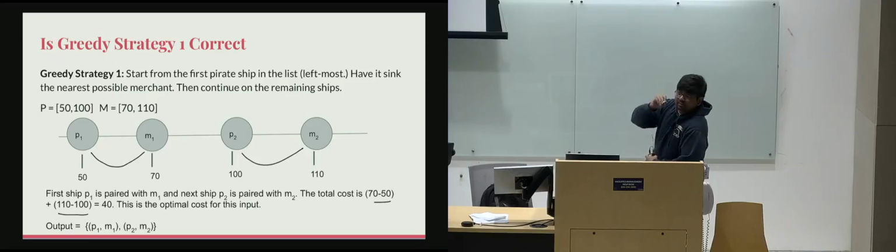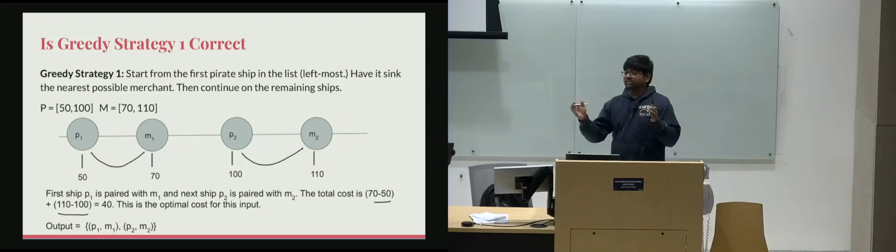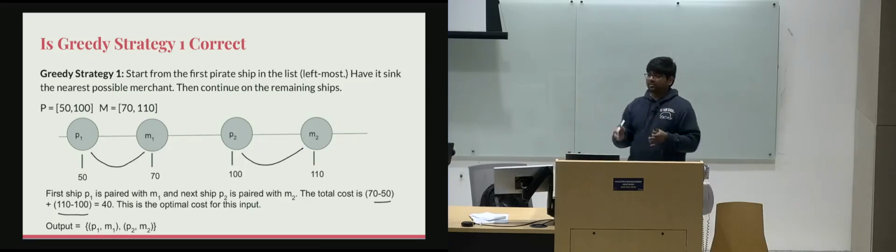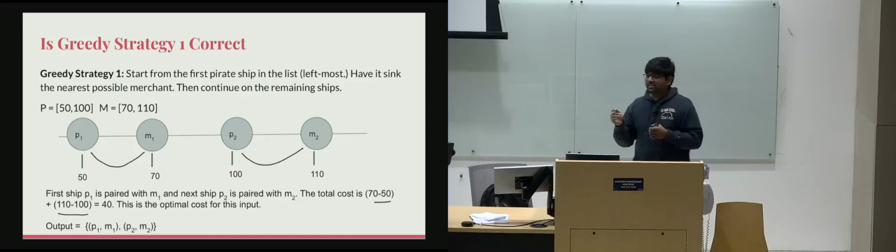You are starting with P1 first. So you start with the leftmost pirate ship, and then you sink the closest merchant ship that you have to that particular pirate ship. Actually, I think you are on the right track. It actually depends on this distance.